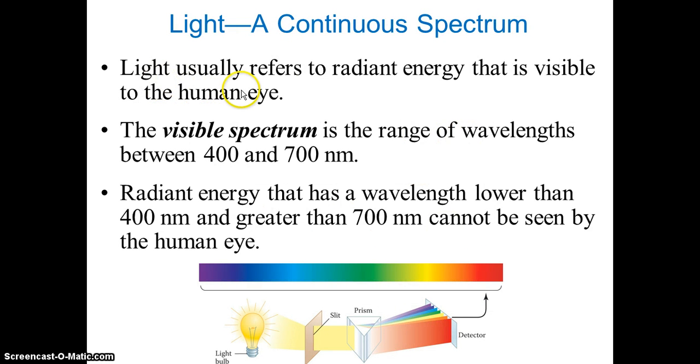Light usually refers to radiant energy that is visible to the human eye. The visible light spectrum is a range of wavelengths between 400 to 700 nanometers. Radiant energy with a wavelength lower than 400 nanometers or greater than 700 nanometers cannot be seen by human eyes. You can see here the visible light spectrum from blue to red, from 400 nanometers to 700 nanometers wavelengths.